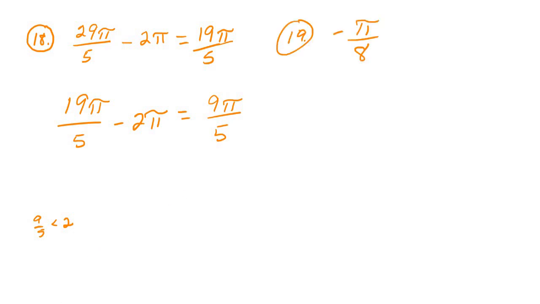My next problem, I have negative pi over 8. I need to add one full rotation here, so I'm going to add 2 pi. And again, you can use your calculator, and I would put in my calculator negative 1/8 plus 2, and that would give me 15/8, but I want to be sure that I stick the pi in there afterwards, so 15 pi over 8.